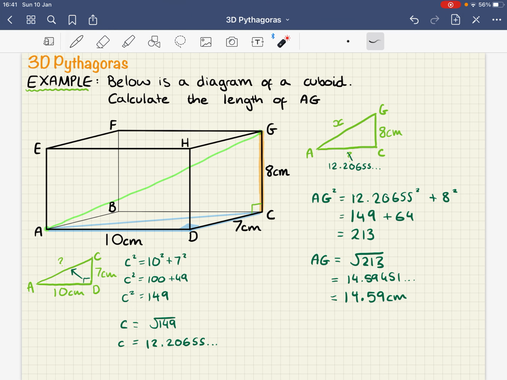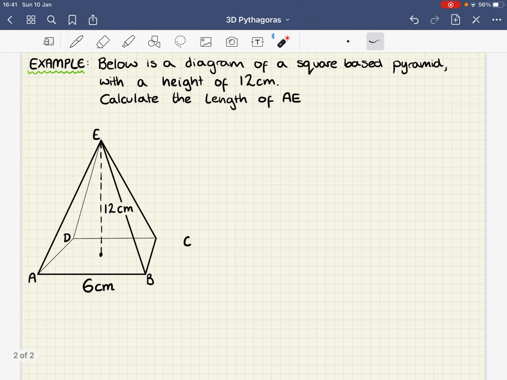So let's take a look at what to do for a pyramid. So we're told below is a diagram of a square-based pyramid with a height of 12 centimetres. Calculate the length of A to E. So we're going to do kind of a similar thing again. So A to E, this is what I want to find out at the end of the day. That's my end goal. So then I'm going to try and identify where I can maybe draw out a right angle triangle using at least a side I know to try and help me figure out A to E.